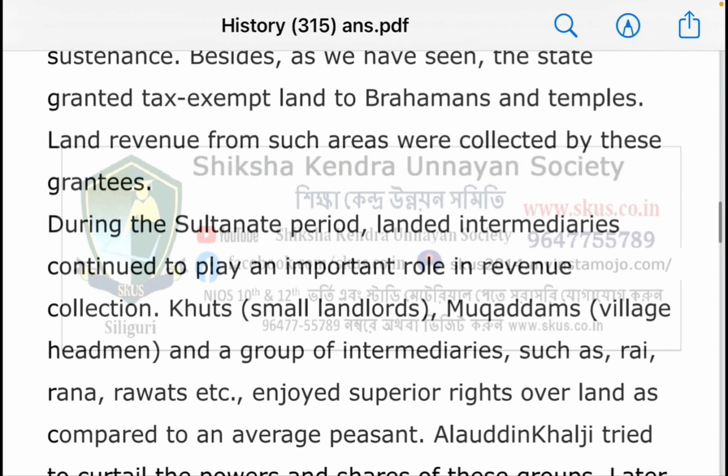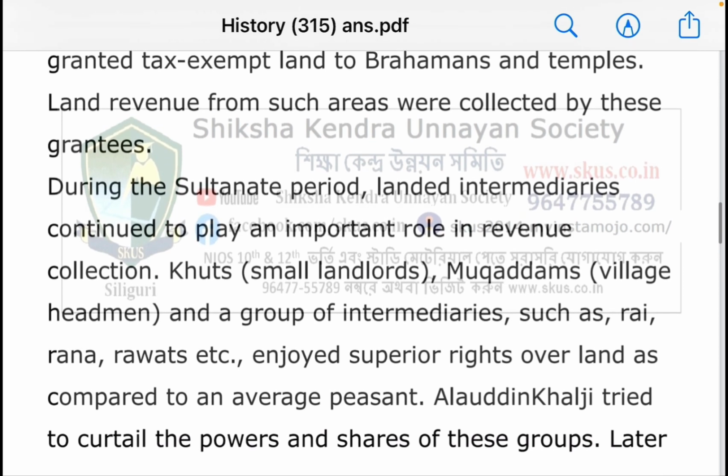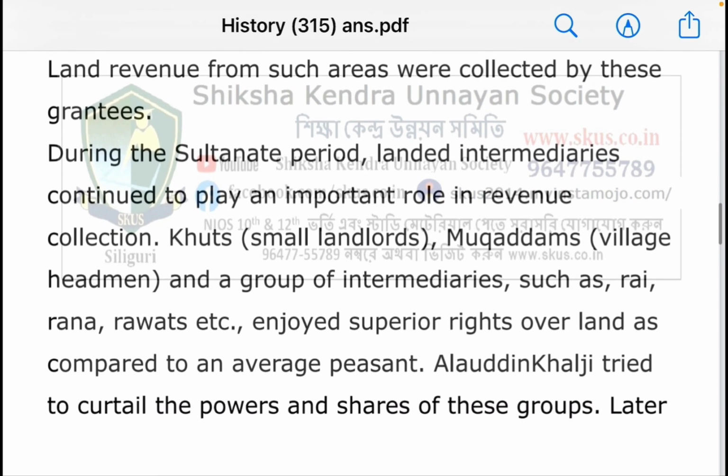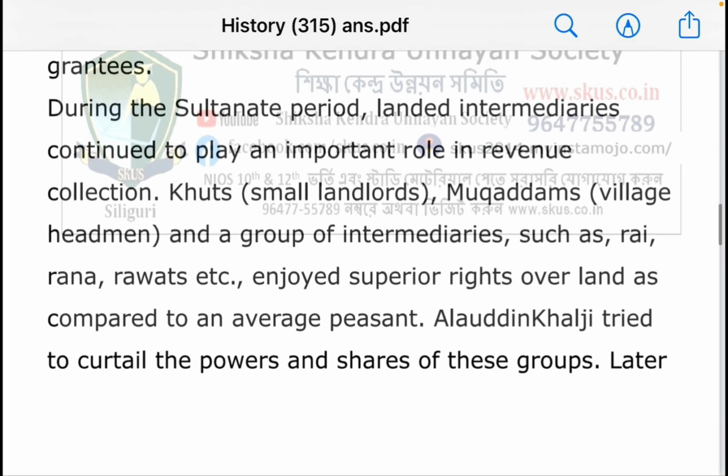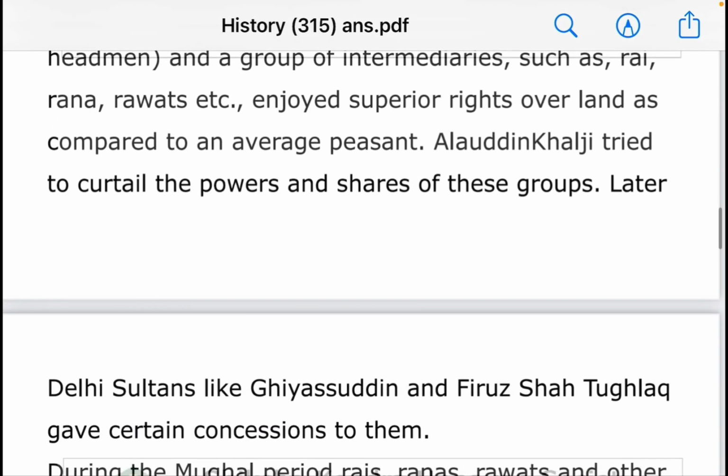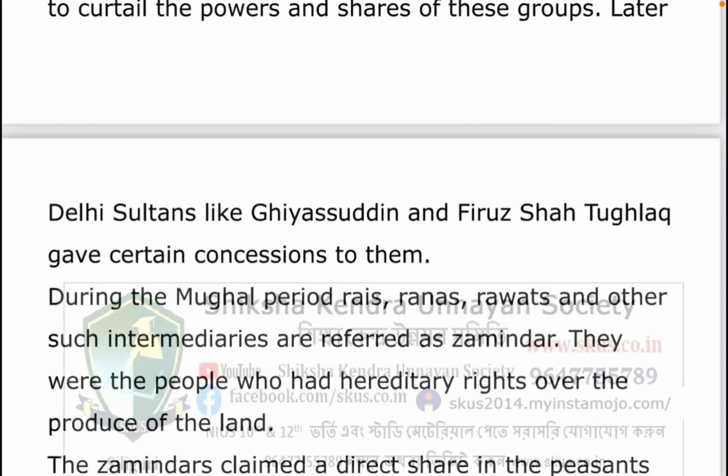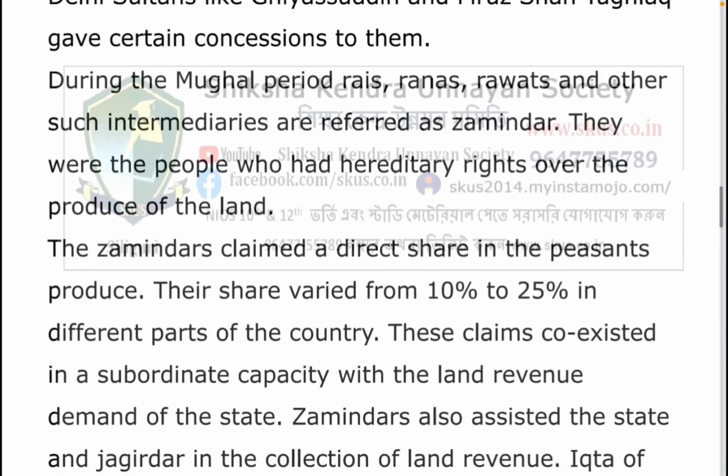During the Sultanate period, landed intermediaries continued to play an important role in revenue collection. Khuts, small landlords, muqaddams, village headmen, and a group of intermediaries such as Rai, Rana, Rawats, etc. enjoyed superior right over the land as compared to an average peasant. Alauddin Khilji tried to curtail the power and share of these groups. Later, Delhi Sultans like Ghiyasuddin and Firuz Shah Tughlaq gave certain concessions to them. During the Mughal period, Rai, Rana, Rawat and other such intermediaries are referred to as Zamindar.